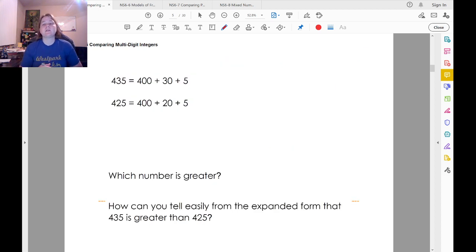Now we have 435 and 425 written in expanded form. Which one is greater? Well, the ones digit both has a 5. The hundreds digits both have a 4. But it's the tens digit that's different. So between 30 and 20, 30 is bigger. So 435 is bigger.